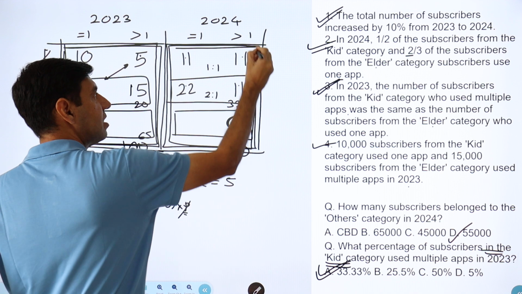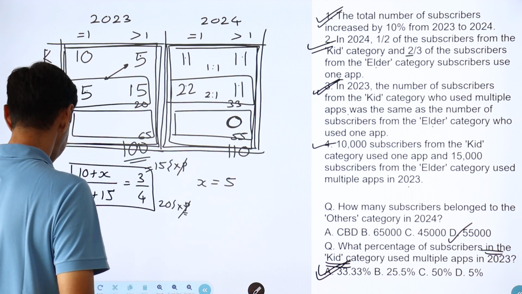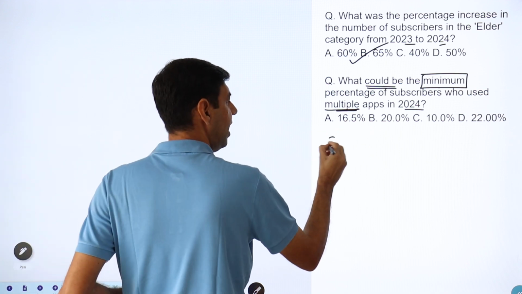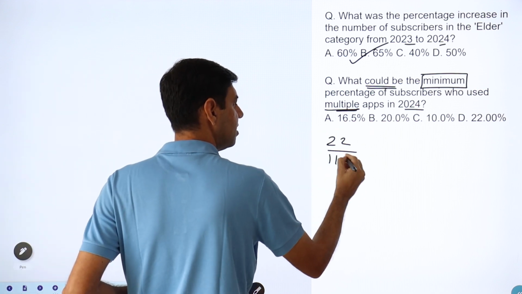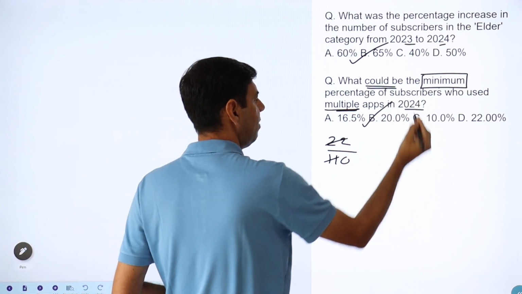So what is the total subscribers here? 22. 22 out of 110, right? And what is that? 22 out of 110 is what percentage going to be? 1/5. 1/5 is 20%.